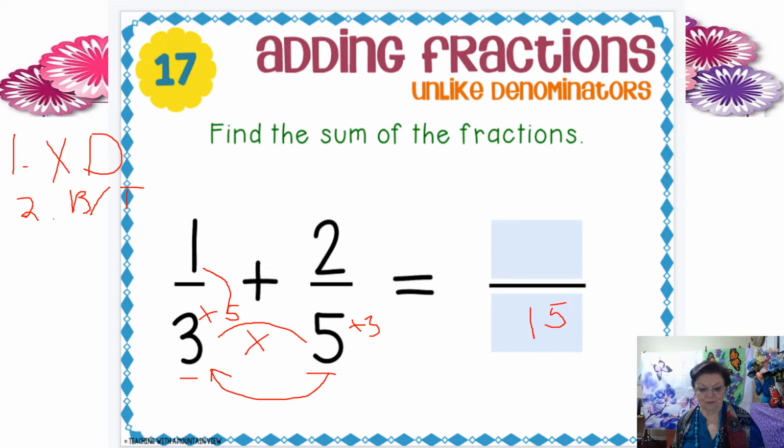5 times 1, or 1 times 5, since we did 3 times 5, 1 times 5, and over here we're going to do 2 times 3, since we multiplied the 5 by 3. Okay, what's 1 times 5? 5. What's 2 times 3? 6. And now we're going to add the 5 and the 6 together. What's 5 plus 6? 11.